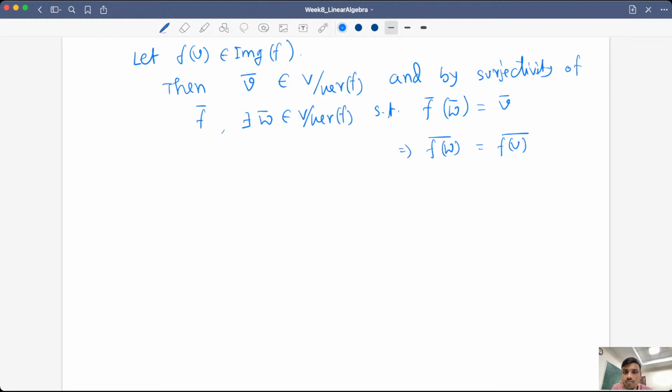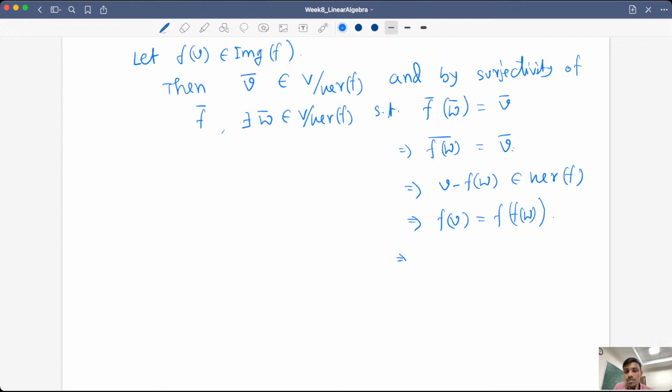That means f bar of the class of f(w) equals v bar, and if two classes are the same, that means v minus f(w) belongs to the kernel of f, right? That's the equivalence relation here. So this means that f(v), which I take here, should be equal to f(w). So this w is the required preimage.